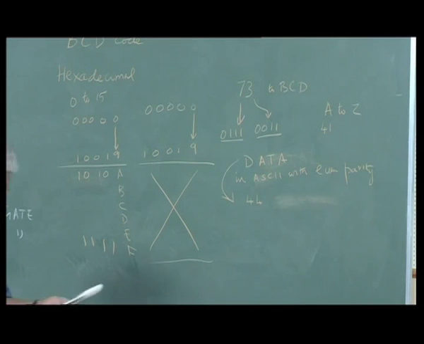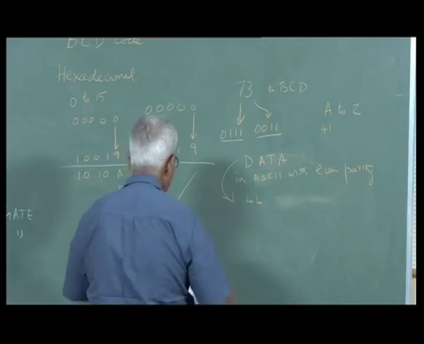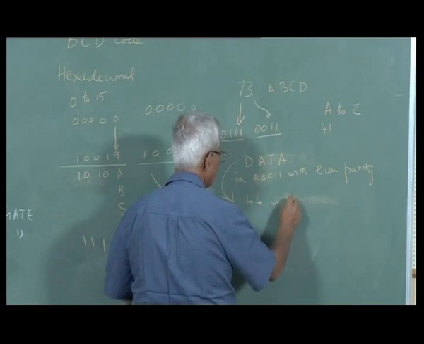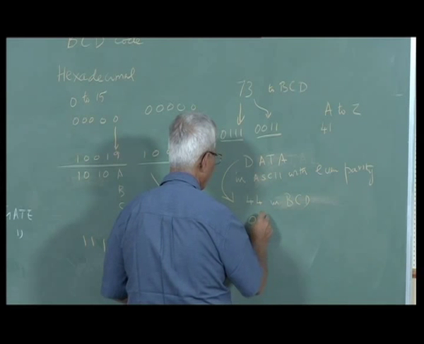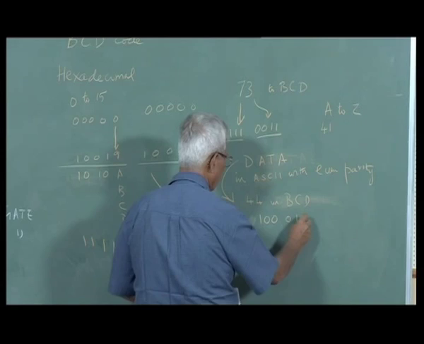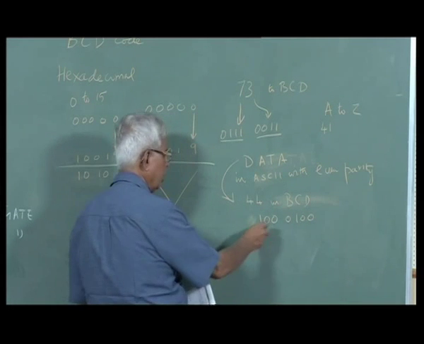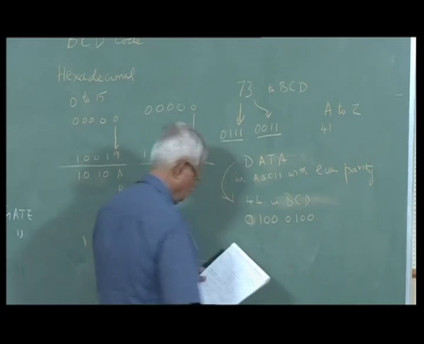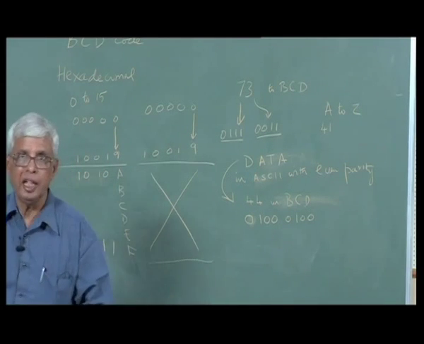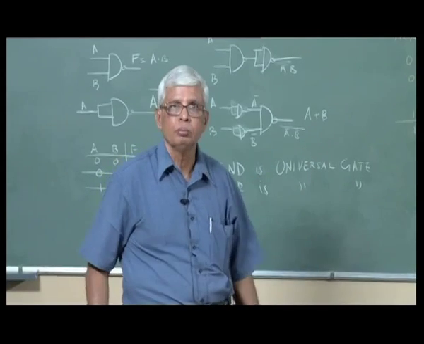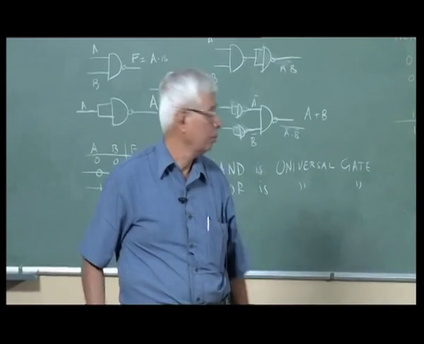In BCD, I think I have done it. In BCD, it is 0, 1, 0, 0, 7 bits. Now I want even parity. Already there is an even number of ones, so put a 0. This is the 8-bit BCD representation of the ASCII code, letter D.